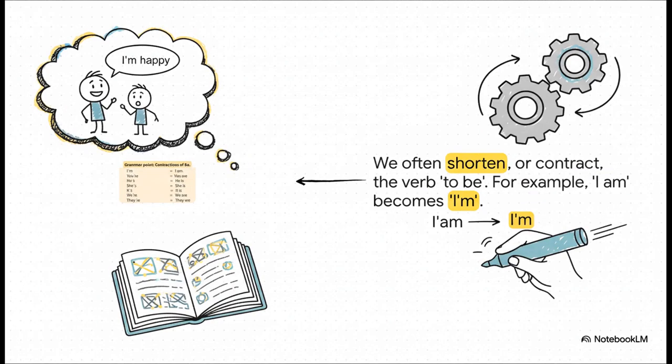Now, if you want to sound more natural and fluent when you speak, we use contractions all the time. So instead of saying I am happy, you'll almost always hear I'm happy. Instead of they are late, you'll hear they're late. It's just a faster, more efficient way to say the exact same thing.